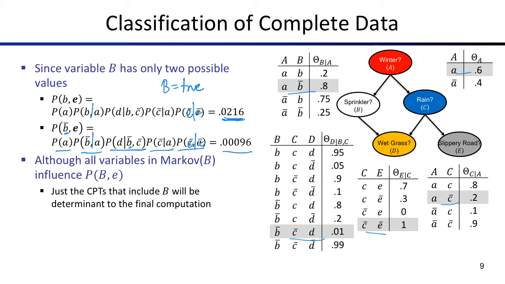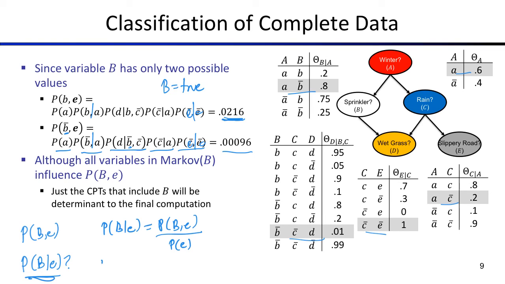And you may ask why we are computing P of B and E. Shouldn't we be computing probability of B given E? That is actually what we are interested in, right? So we have the evidence and we want to know what's the probability of B conditional to that evidence. And for classification purposes it's actually the same thing, right? So we can see that if we say that probability of B given E is the probability of B and E divided by the probability of E, we can compute the probability of E by using case analysis.